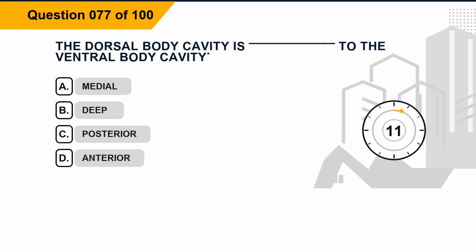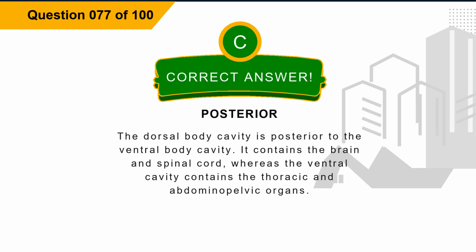Question 77. The dorsal body cavity is blank to the ventral body cavity. Option A, medial. Option B, deep. Option C, posterior. Option D, anterior. The correct answer is option C, posterior. Explanation. The dorsal body cavity is posterior to the ventral body cavity. It contains the brain and spinal cord, whereas the ventral cavity contains the thoracic and abdominopelvic organs.